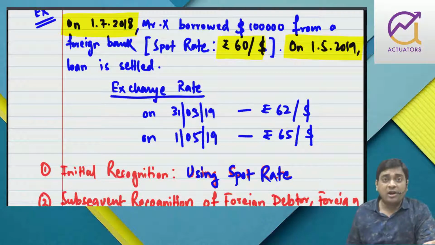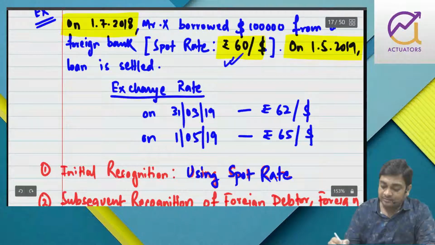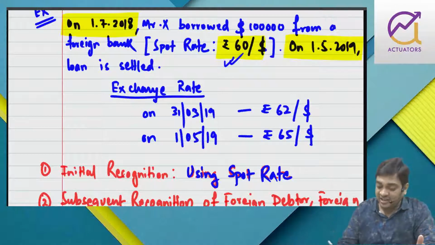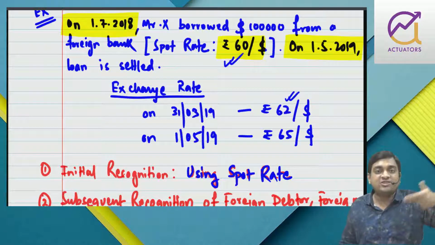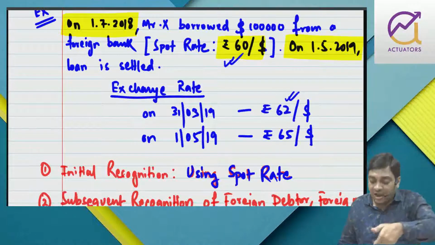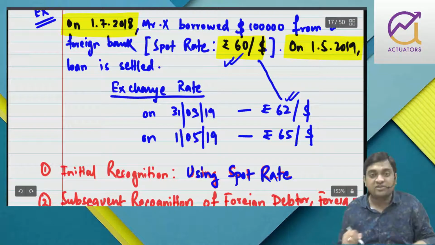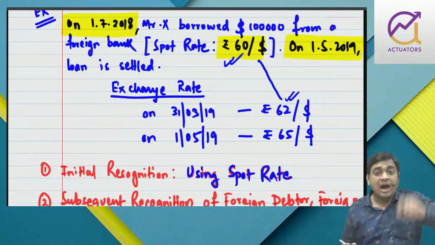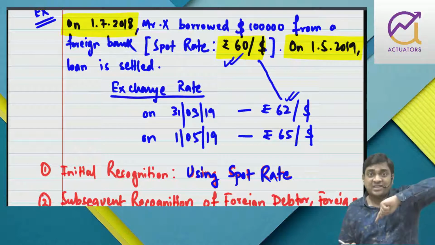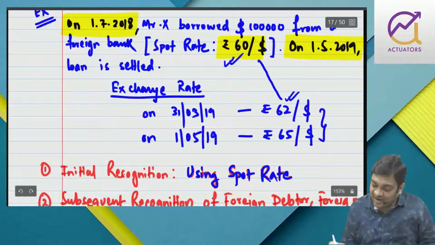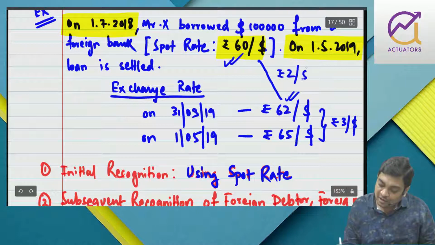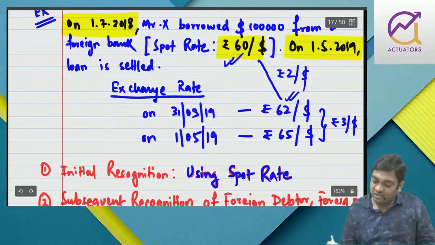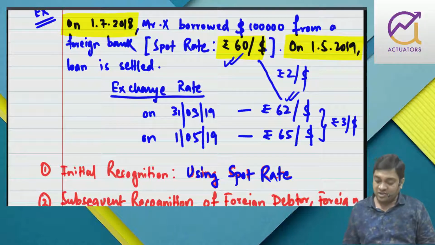Because initially I recorded this foreign loan at 60 rupees per dollar. If I settle on the balance sheet date, then I have to pay 62 rupees per dollar. So you can see that the exchange rate has increased, so there is a loss. So I should report this loss in this financial year. And now since I'm paying in the next financial year, again there is a loss of 3 rupees per dollar. So 2 per dollar will be reported in this financial year and 3 per dollar will be reported in the next financial year.